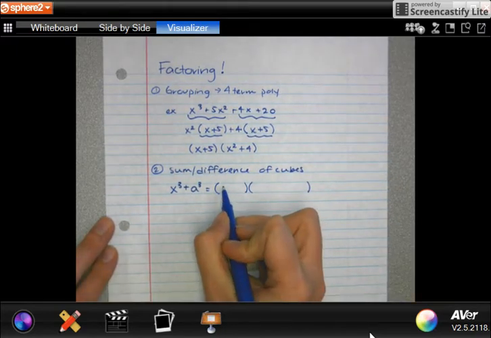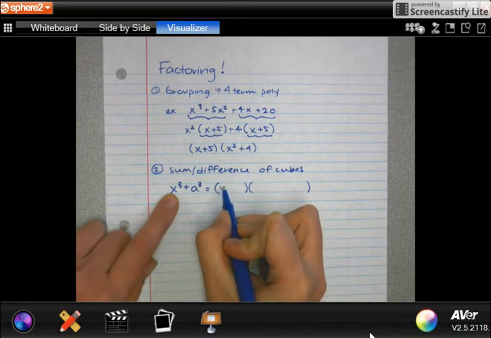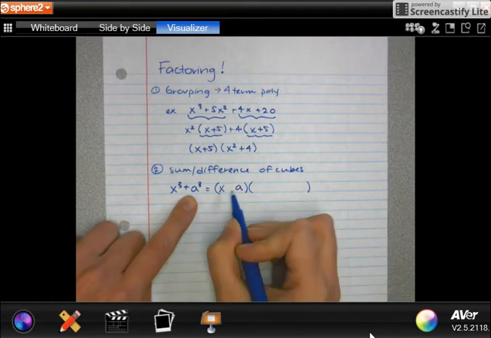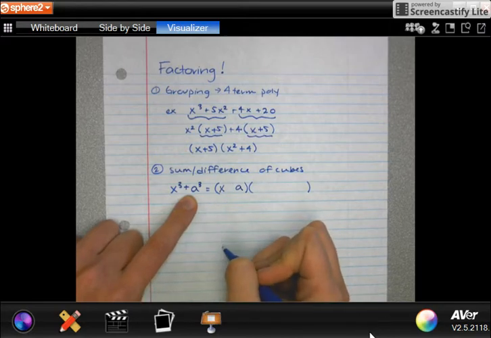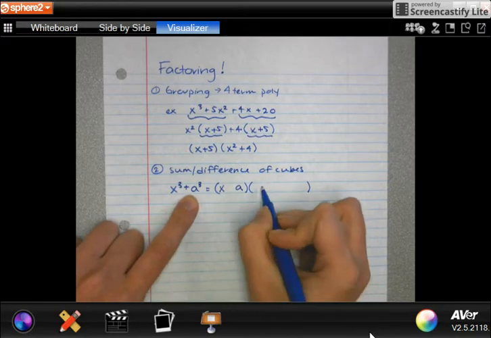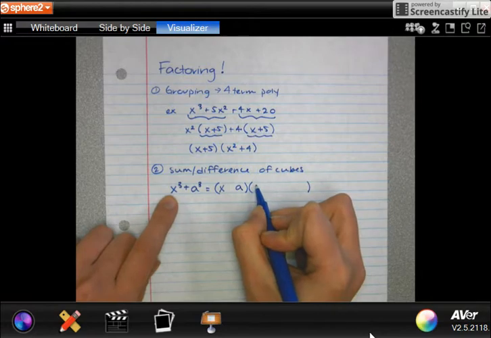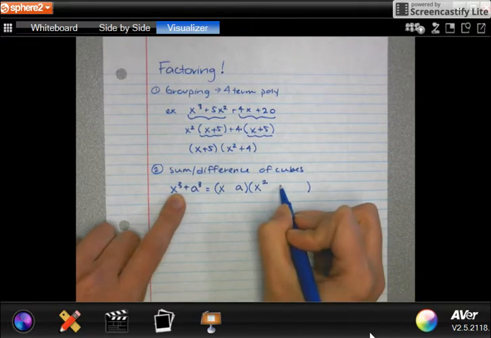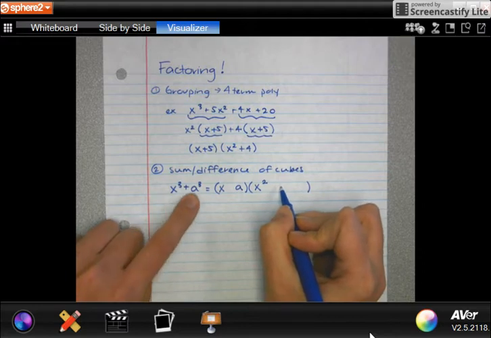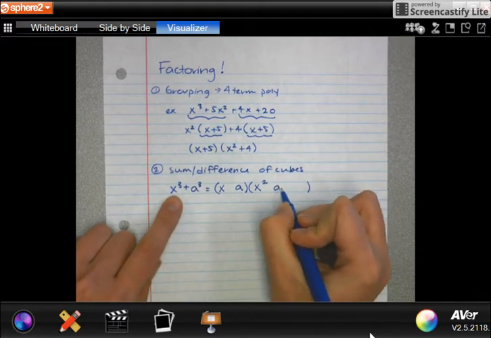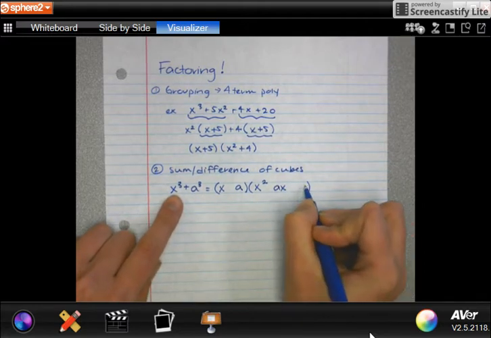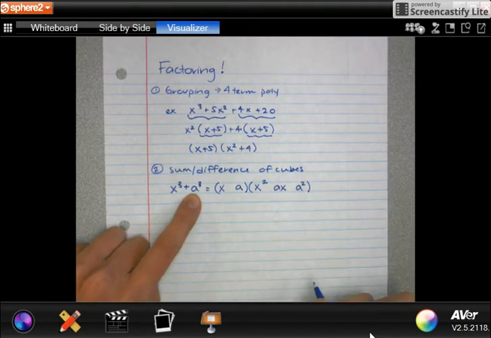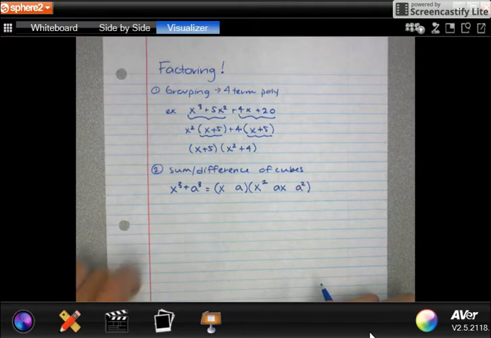What goes in the little parenthesis is whatever the first thing is being cubed and whatever the second thing is being cubed. I'm not going to fill in a sign there yet; I'll wait till later for that. In the big parenthesis, the first term is the first thing squared. The middle term is what you get when you multiply those two things that are being cubed. And then the last term in the second parenthesis is a squared.